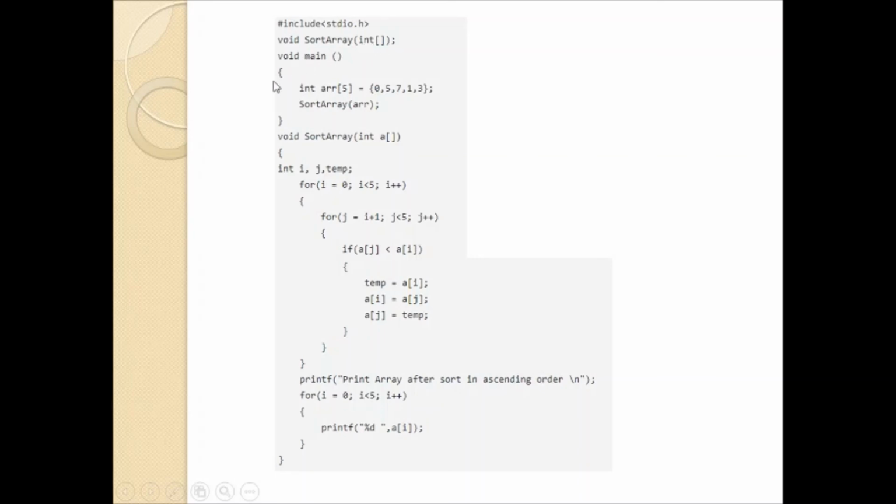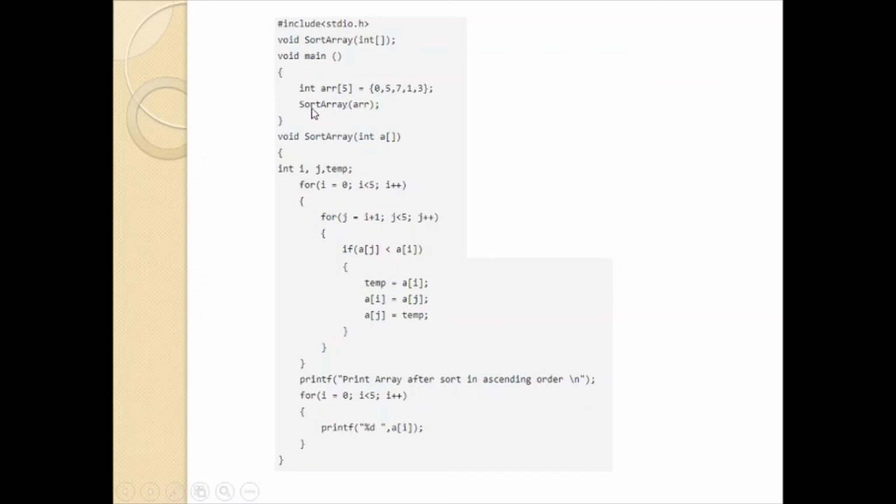Next, coming to the main function. Here we have initialized one array with the name ARR of size 5. Some elements are stored in this array, that is 0, 5, 7, 1 and 3. Next we are calling the function and passing this array. You can see only the array name is written here.